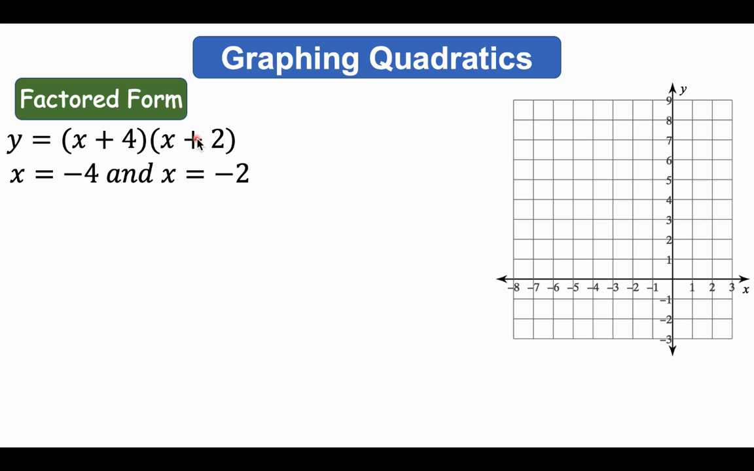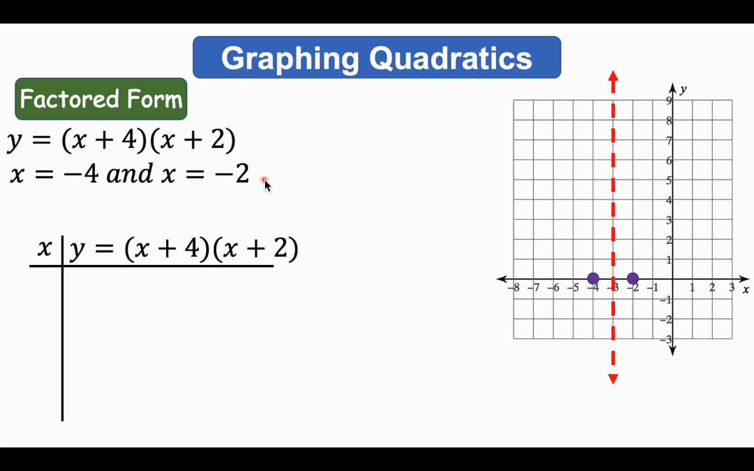But that would be a negative 4. This one would be a negative 2. Plot those on your graph, a negative 2 and a negative 4. Second step is to find your line of symmetry, which is directly in the center between those two dots. That will help us figure out what value we should start our table at.